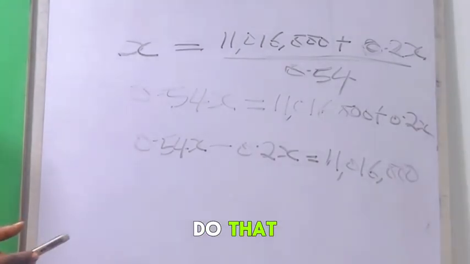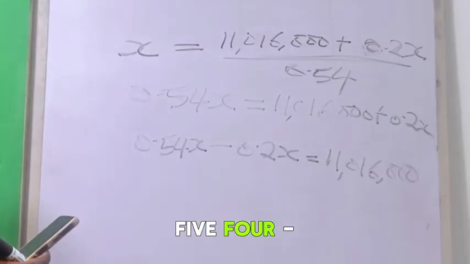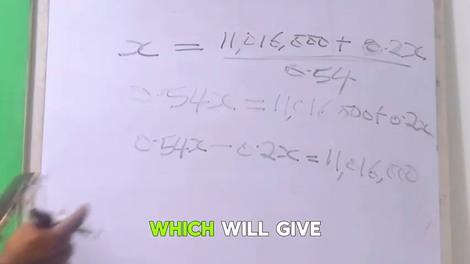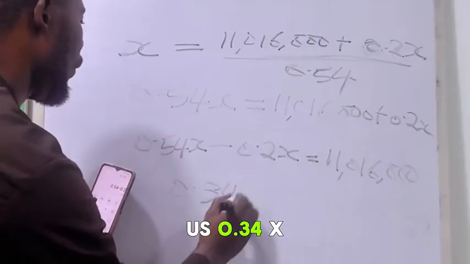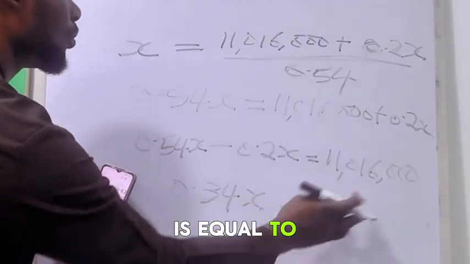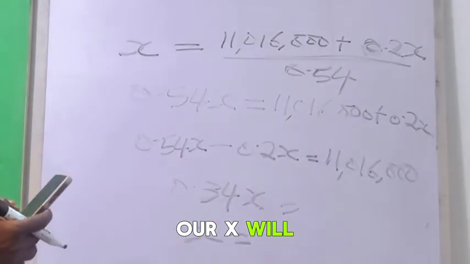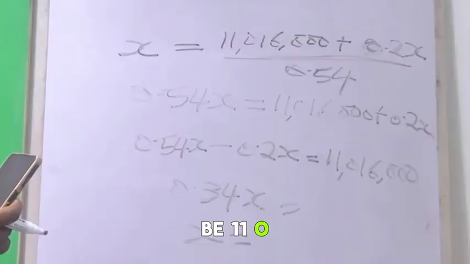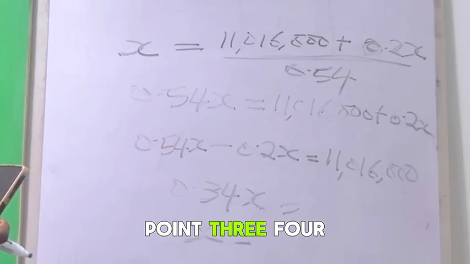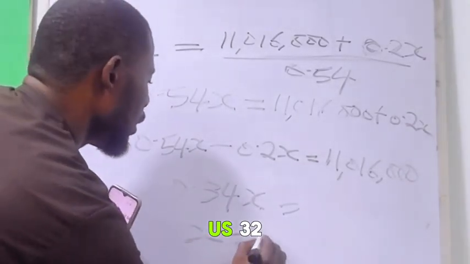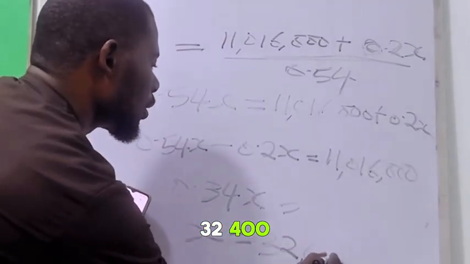Now let's do this quickly. If you do that, we have 0.54 minus 0.2, which will give us 0.34x is equal to this. X is equal to what? This over this. So our X will be 11,016,000 divided by 0.34, which will give us 32,400.